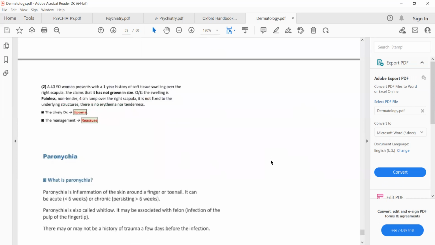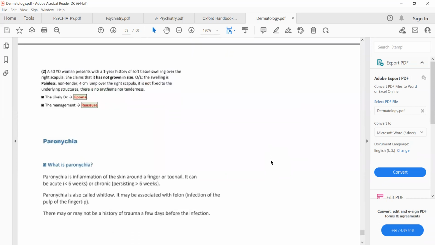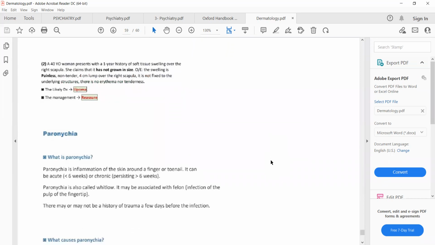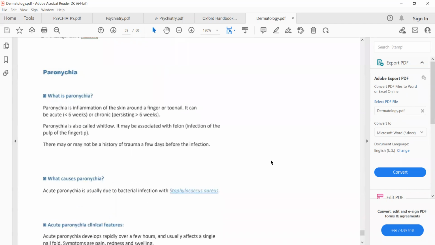So one more question is, a 40-year-old woman presents with a 1-year history of soft tissue swelling over the right scapula. This is the same question repeated.